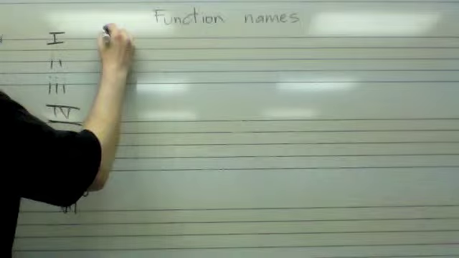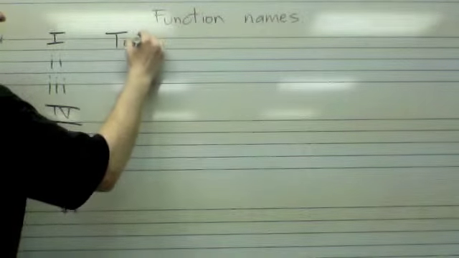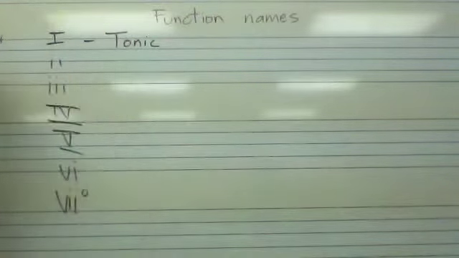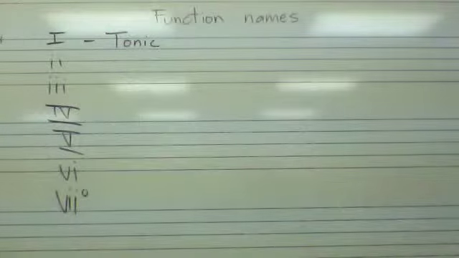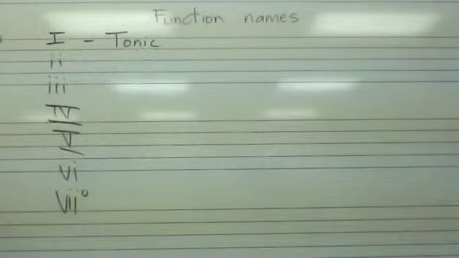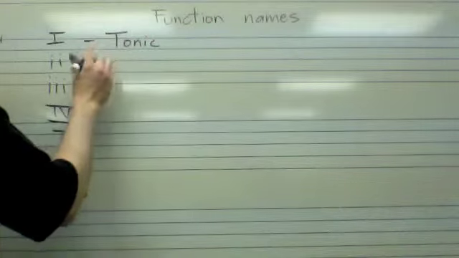A chord built off of the first scale degree is called the tonic chord. And the tonic chord has a very important function. We will discuss what these functions are in a later video, but we'll learn the names right now. Tonic.